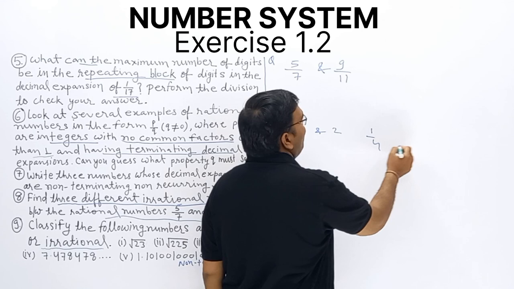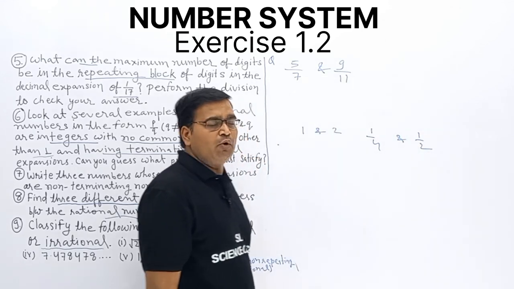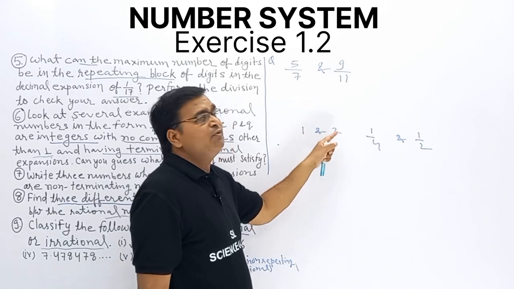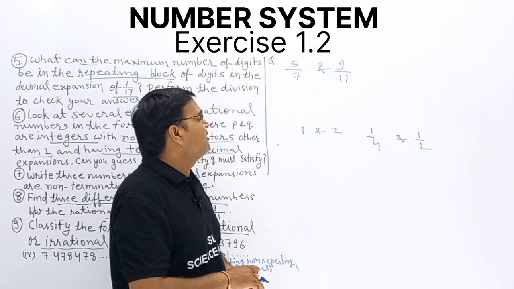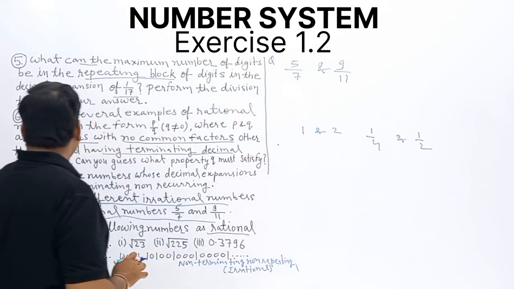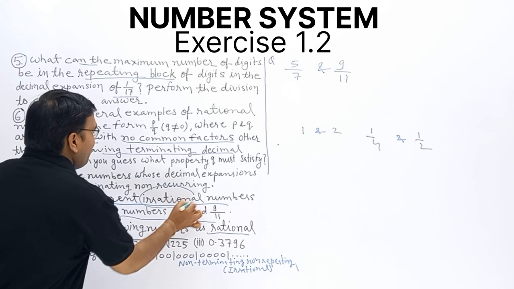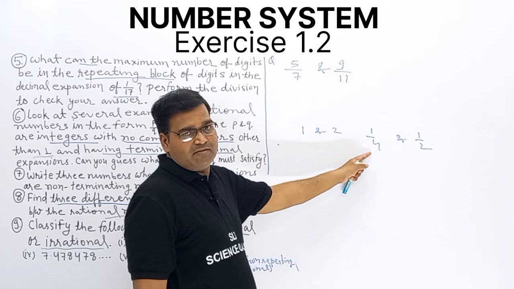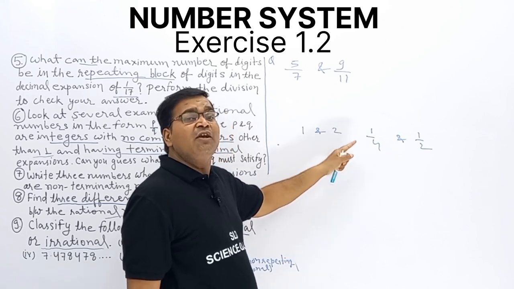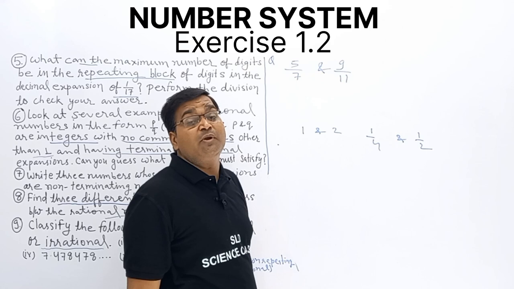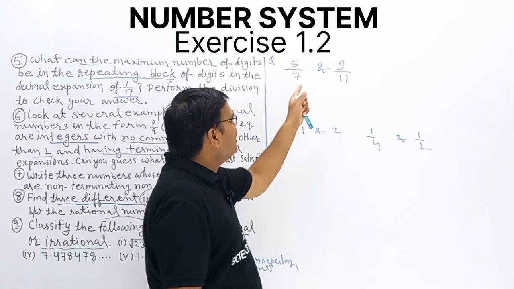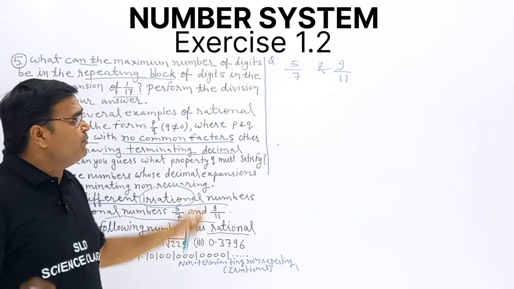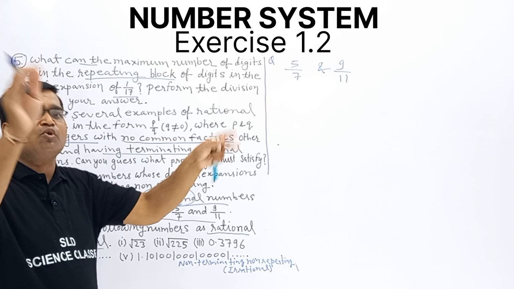And 1 by 4 and 1 by 2, like this. The question we used was in between two rationals. We want rationals in exercise 1.1, but this question is showing what? Find three different irrationals. We want irrational numbers, not rational numbers. In exercise 1.1 we find rational numbers in between two rationals. But in between these two rationals, we want three irrationals.